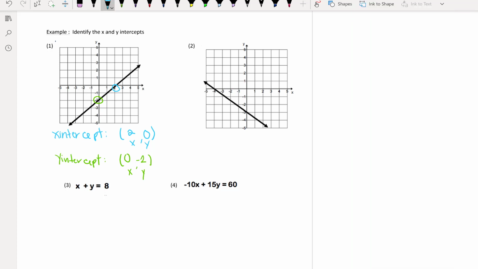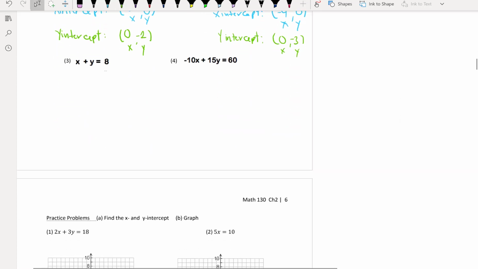So this is what I'm going to do for the second one as well. Here I'm looking for my x-intercept. I know it's an ordered pair, x and y. So along the x-axis, it looks like it's -4. And for my y-intercept, I have the x and y value, so the x has to be 0, so along the y-axis it's -3. Now for number 3 and number 4, they're not given graphs.